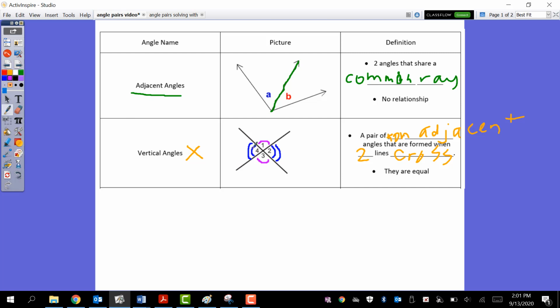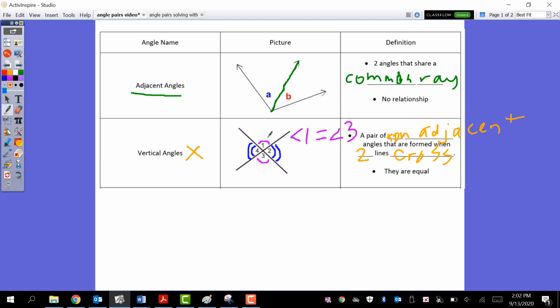So if I look at this picture, I've already marked it for you, angle 1 and angle 3, those are the vertical angles because they're not next to each other. They're across from each other. And in this case, if I know that they're vertical angles, I know they're equal. So angle 1 and 3 are vertical, which means that angle 1 is going to be equal to angle 3. So I'll write that down. That's important information. You will be using that information later.